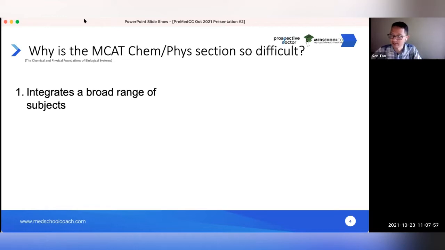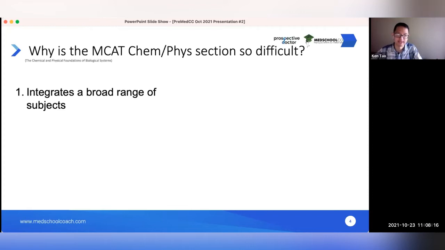There are quite a number of reasons why the Chem Phys section is so difficult. If you ask most students who are studying for the MCAT which section they think is the most difficult, it's always one of two sections: one being Chem Phys and the other section being CARS. So why is the Chem Phys section so difficult?